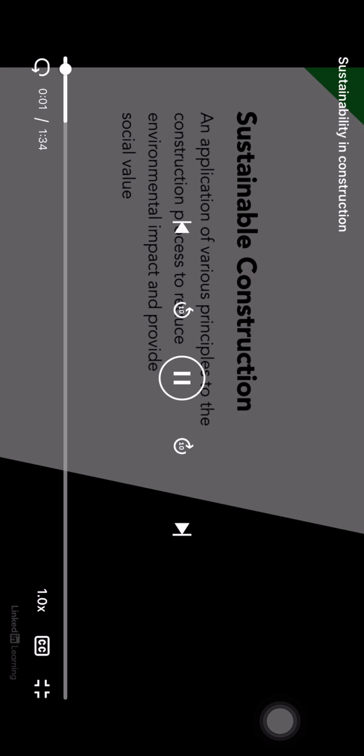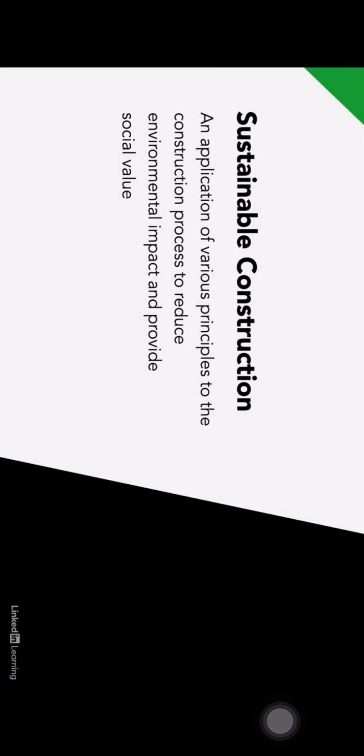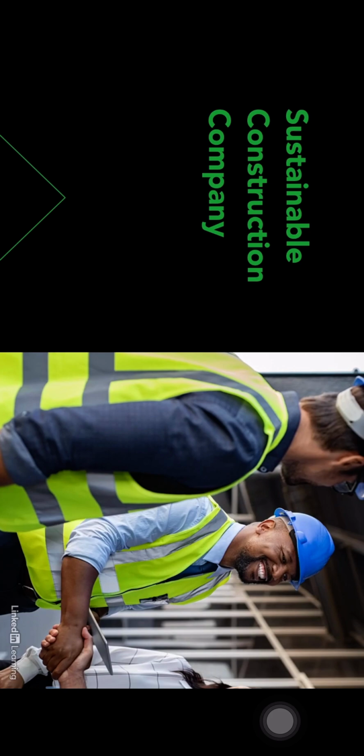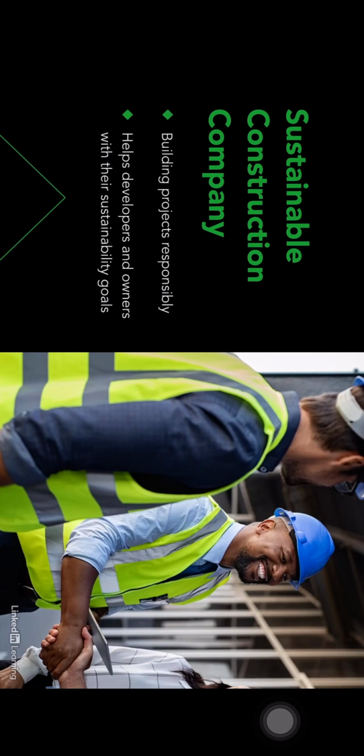Sustainable construction is the application of various principles to the construction process to reduce environmental impact and provide social value. A sustainable construction company focuses on both its operations, in other words, how it builds responsibly, and services for clients to be more sustainable while being cost-effective. Here are some examples of operational sustainability initiatives for a construction firm.